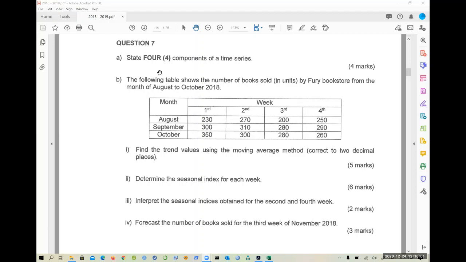So this is the question. The first part will just give you state 4 components of a time series. So you just state saja lah. Kalau 4 components, dia kata state ya. Dia kata state and define, barulah you define. Ini dia kata state saja, maksudnya state lah.